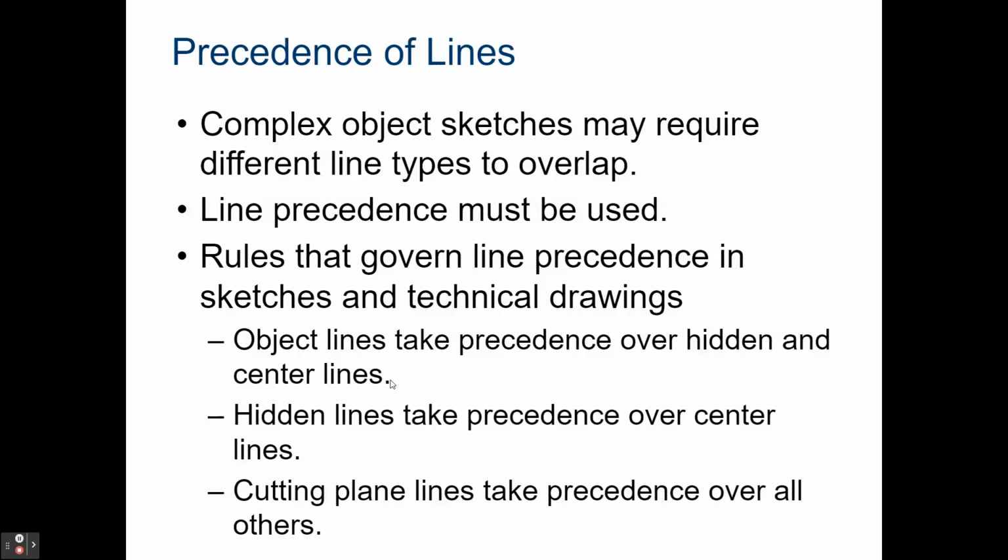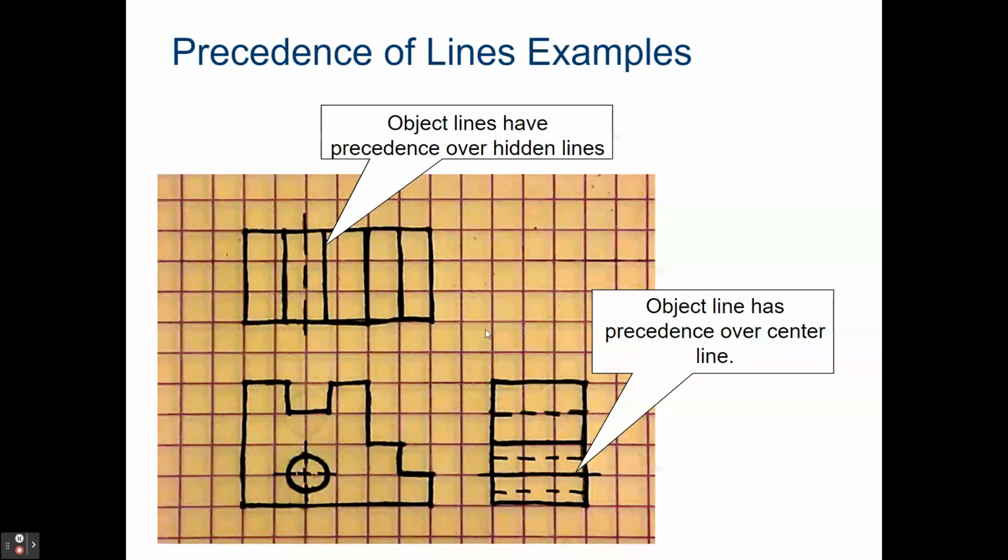Line precedence must be used. Starting with object lines, take precedence over hidden and center lines, meaning if you had a hidden or center line drawn in and then realize you're going to have an object line right over it, draw the object line. That's what we're going to see. Next one down is hidden lines take precedence over center lines. So again, if you have a hidden line and a center line that are in the same position, we want to make sure that we see the hidden line more so. And then the last one here is cutting plane lines take precedence over all other lines. So when you drop a cutting plane in there, it'll just cover everything that's in its path. Okay. And then here's some examples of that. This is a feature or a part here that's shown as a multi-view.